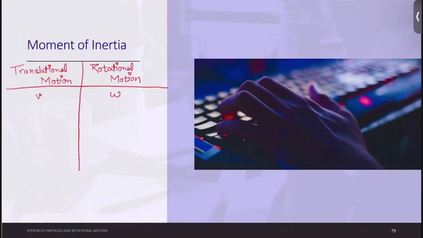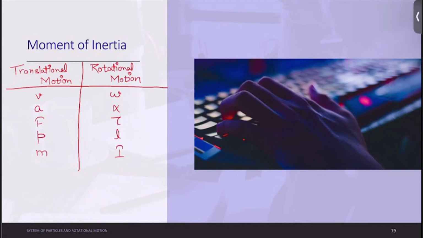In translational motion and rotational motion, first of all we understood velocity v here, which is omega here. The next thing was acceleration a here, which is alpha here. The next thing was force here, which was torque here. Then linear momentum here, and we understood angular momentum here. And next is m here, which we understood as I here. I hope this concept is clear to you.